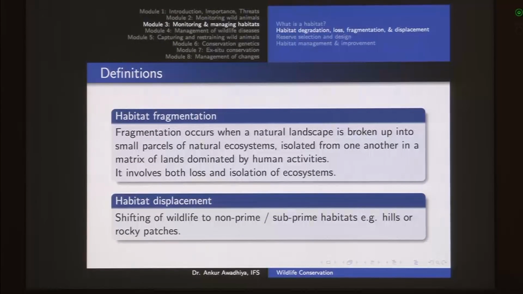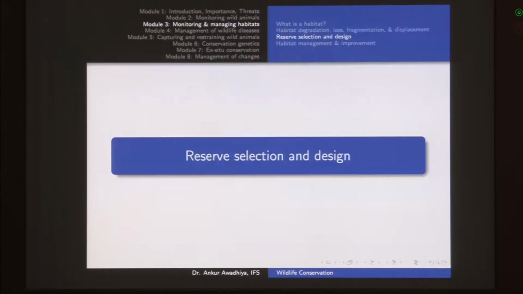Next we talked about habitat displacement. So displacement is shifting of wildlife to non-prime or sub-prime habitats like hills or rocky patches. Because all of your grasslands are now occupied because of agriculture or pastures, the animals have nowhere else to move, so they move to non-prime locations such as hills and rocky patches, and that is habitat displacement.